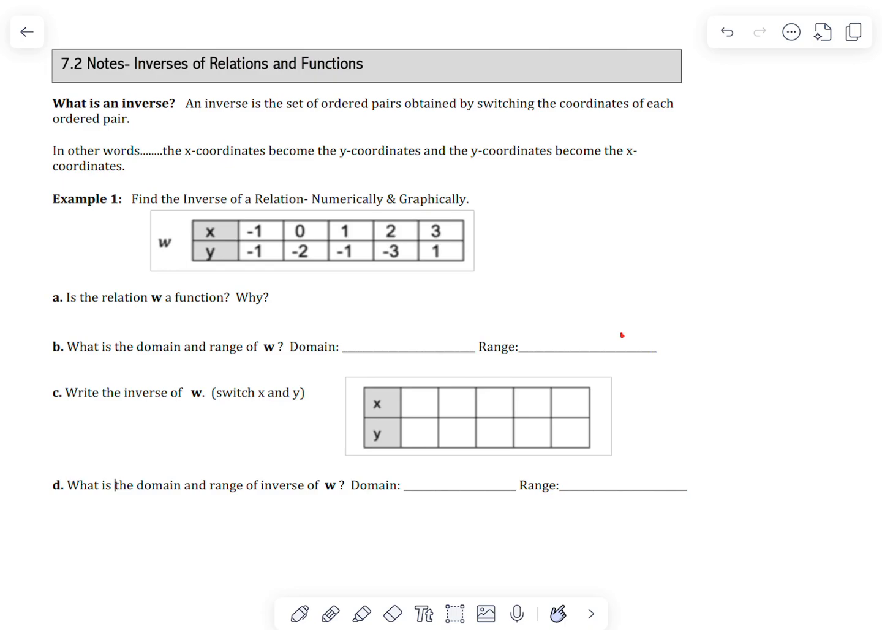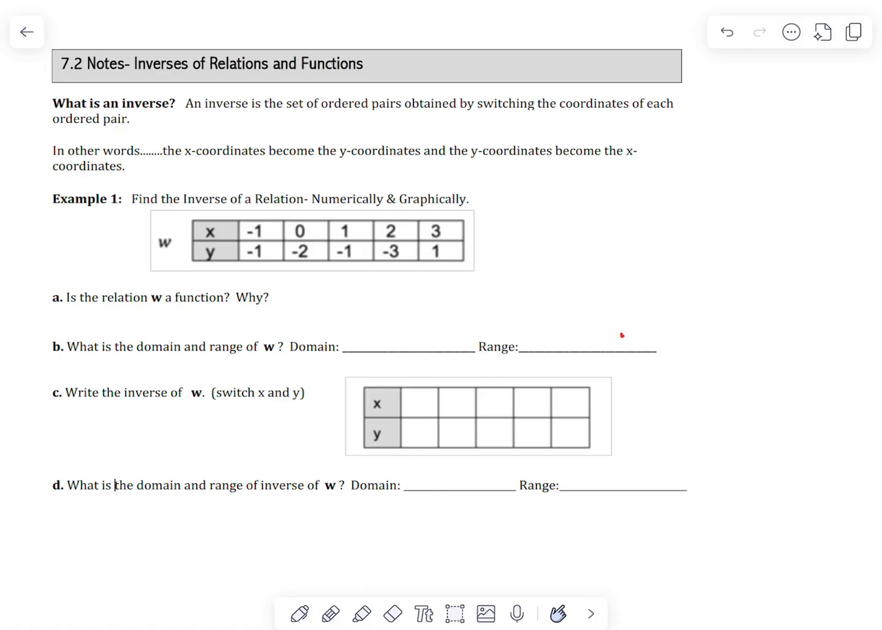All right, this lesson is on inverses of relations and functions. So what is an inverse? An inverse is a set of ordered pairs obtained by switching the coordinates of each pair. In other words, the x coordinate becomes the y and the y coordinate becomes the x.